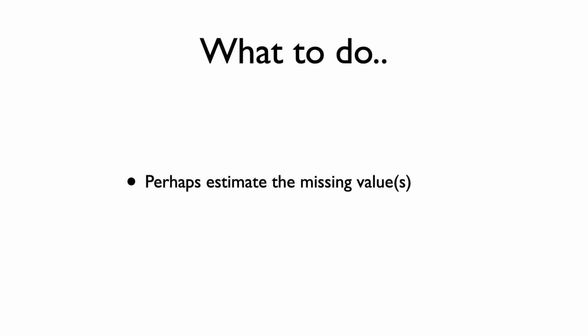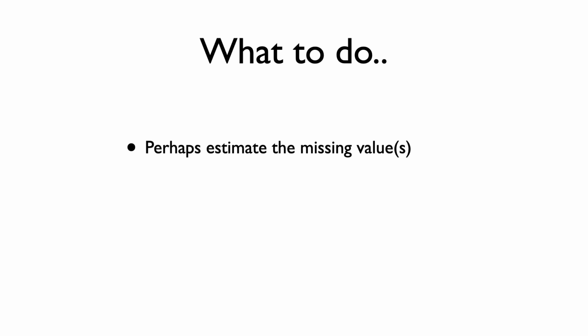So maybe we should try to do something about having those different numbers of observations. Well, what could we do? I've seen people estimate missing values. I don't know how useful that is. I think collect more data is the best approach here.